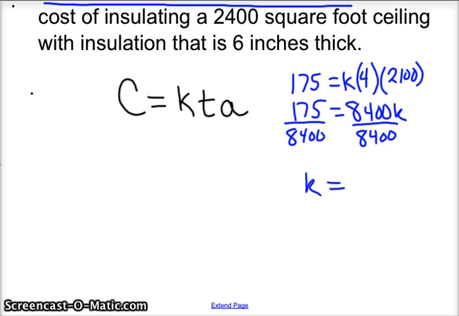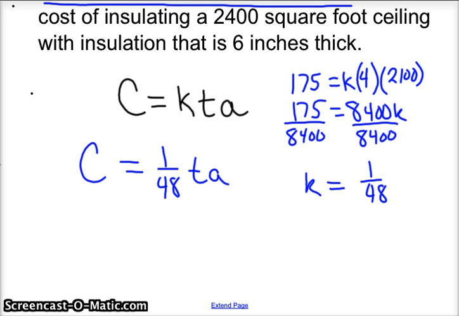And we can just reduce that. It reduces to 1/48. It's just quicker to type it in, but you can go ahead and divide it by 5. Then 25 will come out of there because of the 100, things like that. You could do it by hand. So we know K is 1/48. So we know our equation then is C equals 1/48 times T times A.